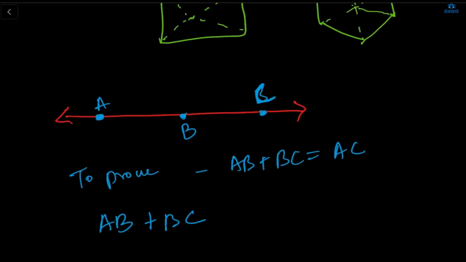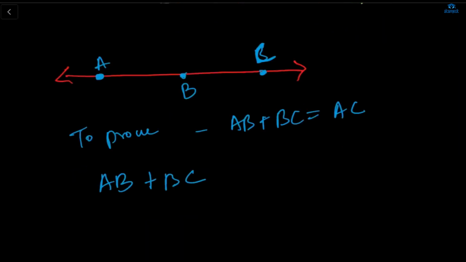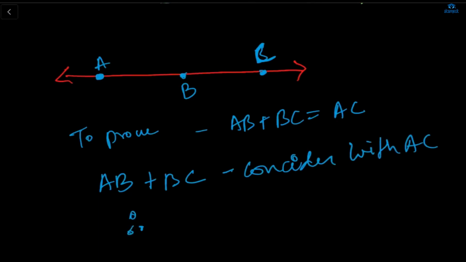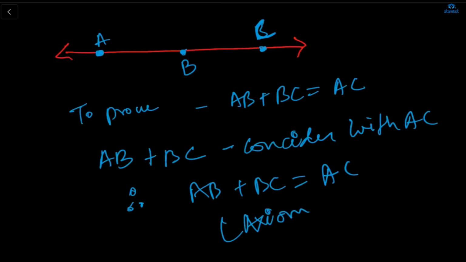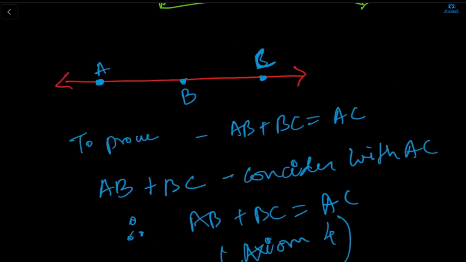So that means AB plus AC will be coinciding with the line AC. Okay, and since AB plus BC coincides with AC, therefore AB plus BC is equal to AC. Any doubt, anybody? This is from the axiom. Axiom number 4. Yeah, very good. Axiom number 4.